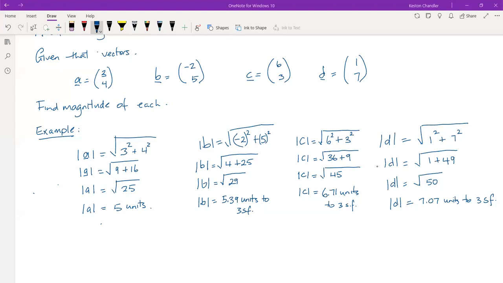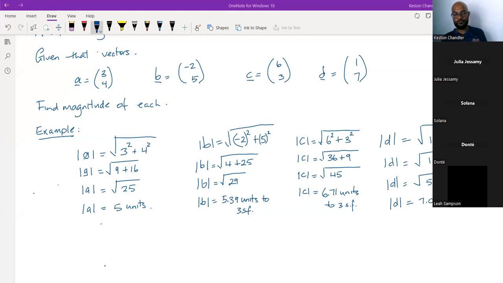So on the screen, we have our solutions now for those three remaining questions, where we have the vector expressed as a column matrix, and we are asked to find the magnitude of each. So it's the same process, right? We use any two numbers. It doesn't matter which number you put first. Generally, I tend to take the top number first, but addition is commutative, so the order is irrelevant.